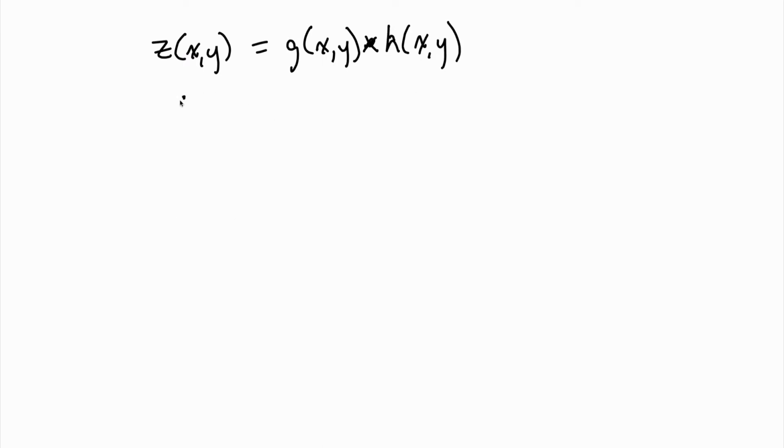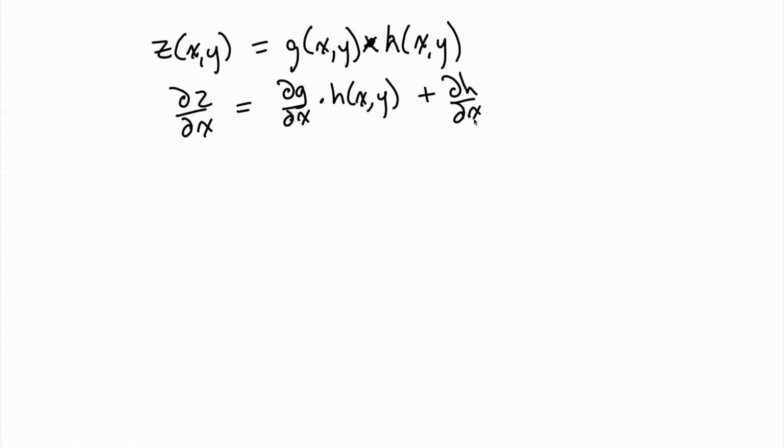So the product rule: let's say I've got some function z of x and y, which is equal to a product of two other functions of x and y, g and h. Then the derivative of z with respect to x is going to be the derivative of g with respect to x times the other function, plus the derivative of h with respect to x times the other function. Right? Looks just like the product rule for single variable functions.